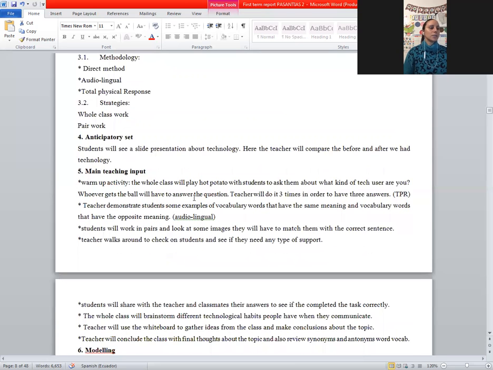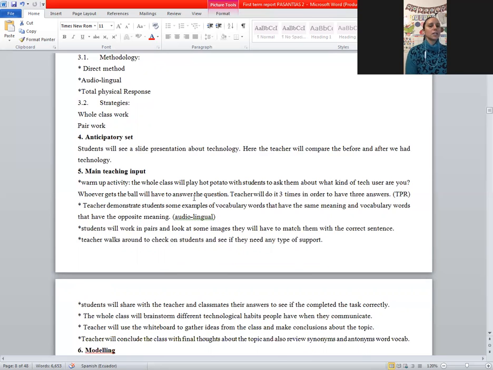For the anticipatory set, the students will see a slide presentation about technology, and the teacher will compare before and after we have technology. So students will see the before and the after we have technology. After they see those images, they will be able to see what the topic is going to be about.